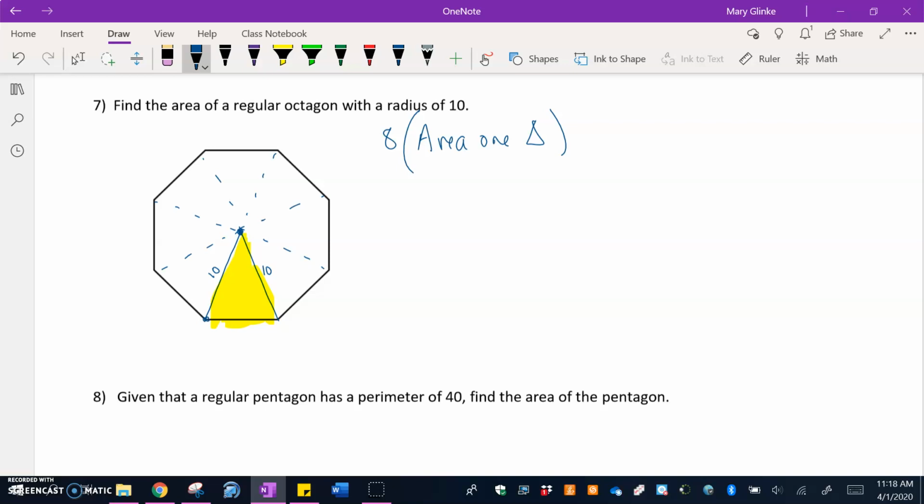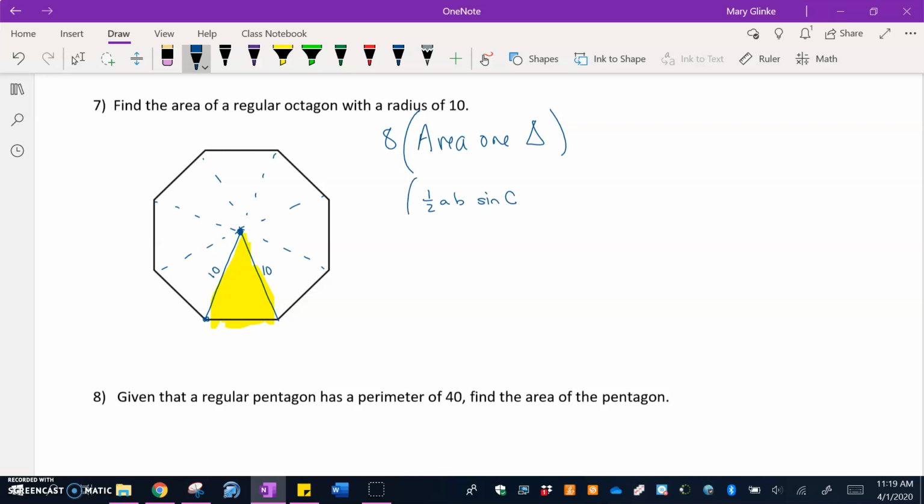I have a couple formulas I can use. Base times height divided by 2. It is not an equilateral triangle, so I can't use that formula. But I also can use 1/2 AB sine of C.